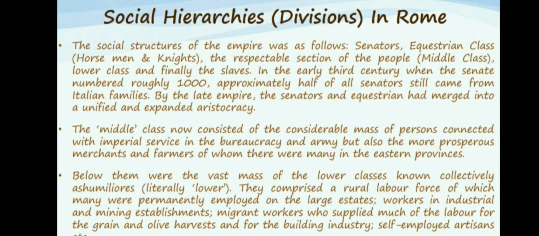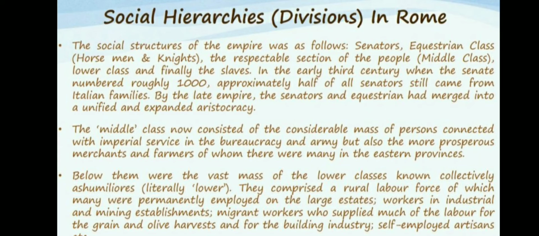According to the historian Tacitus, he described the society in the early empire as senators, which literally means fathers, then leading members of the Equestrian class, also known as the knights or the horsemen, and then the respectable section of people, which is known as the middle class, then the lower class, and finally the slaves. So this division is given by the historian Tacitus.